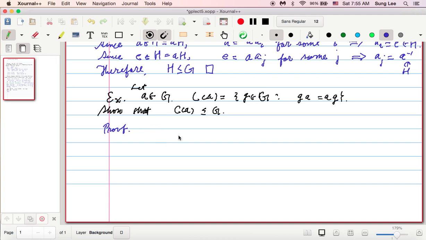Okay, so there are different ways you can show this, but let's use one of the lemmas we learned earlier, right? So let two elements G and H belong to C of A, the centralizer of A. Then GA equals AG, and also we know that HA equals AH.